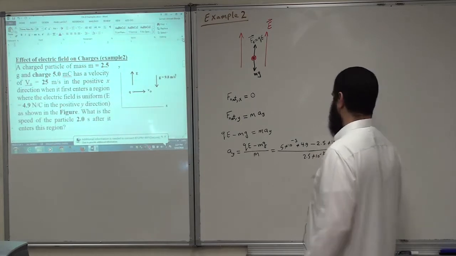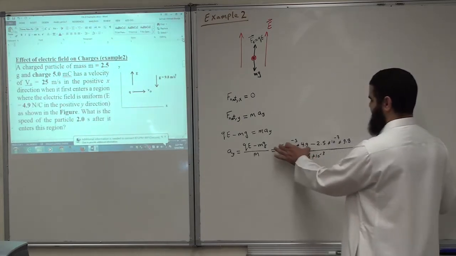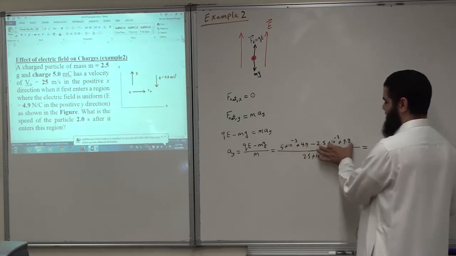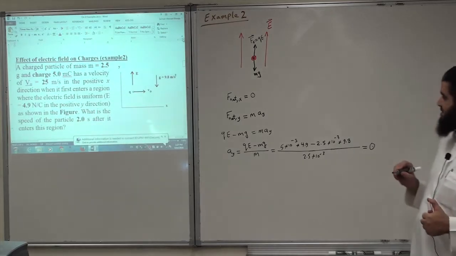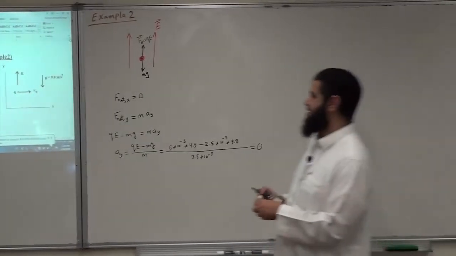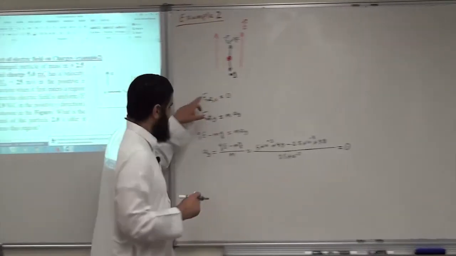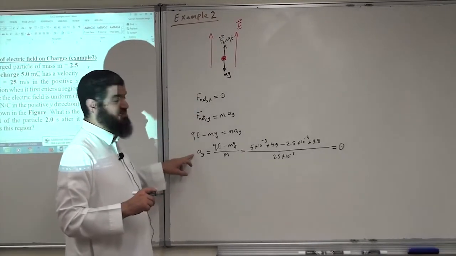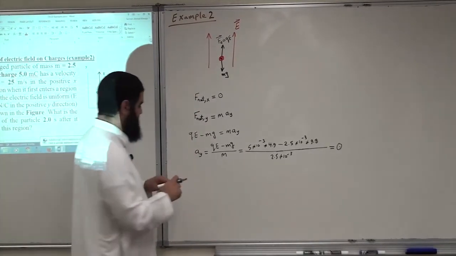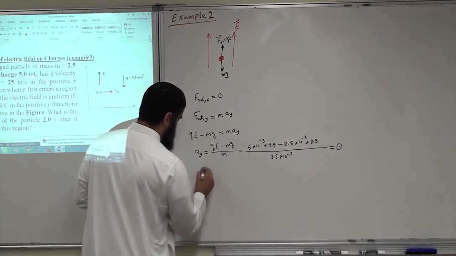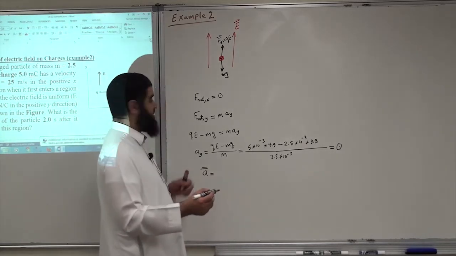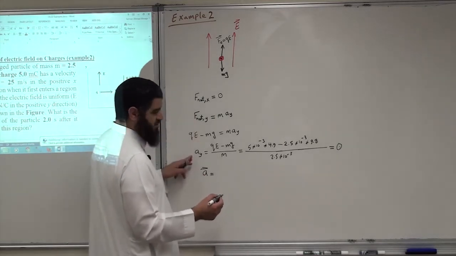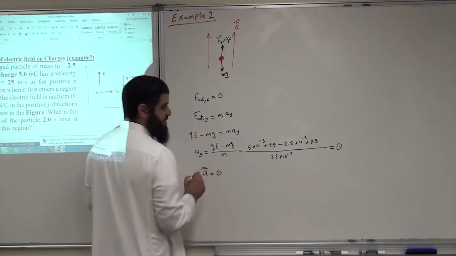If you do this calculation, you'll find that this number is exactly equal to that number, and the answer will be 0. So what is the acceleration of this particle? There is no acceleration along the x-axis, and there is no acceleration along the y-axis. So acceleration of the particle has two components, ax, which is equal to 0, ay, which is also equal to 0, so a is equal to 0.